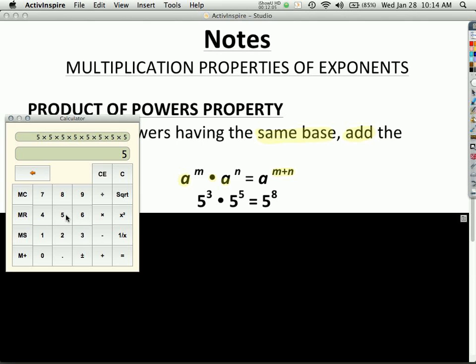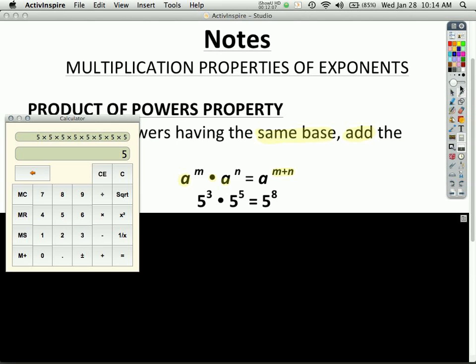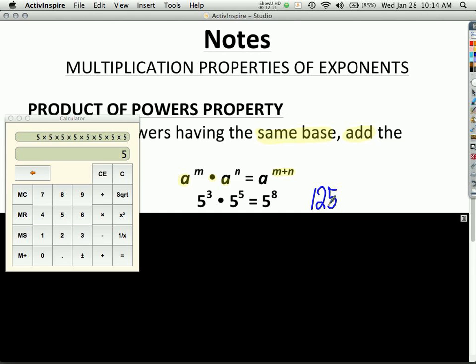So, what does it come out to, Marcus? Okay, so 5 to the 3rd power is 125. And what is 5 to the 5th power? I need a volunteer over here. Yadesh? 3,000, what is it? 3,125, is that right? Okay, and we're multiplying them together.